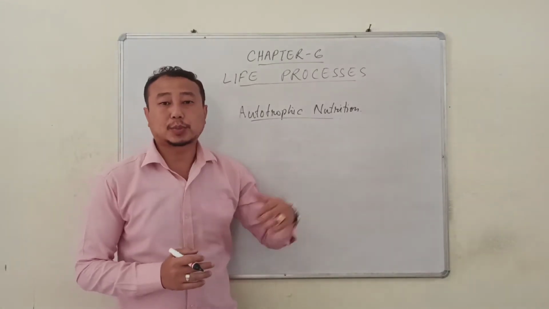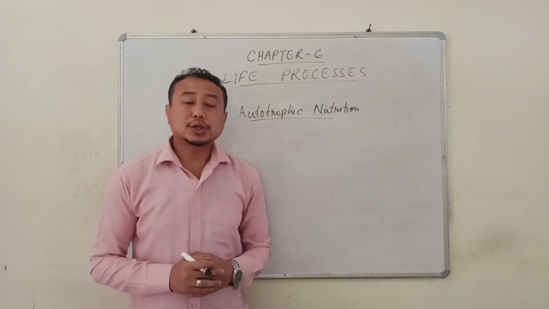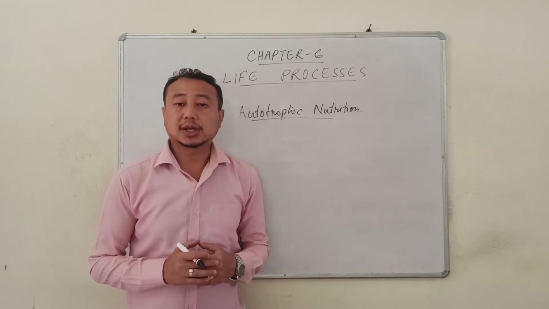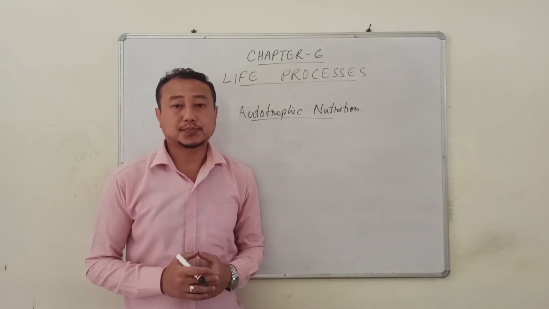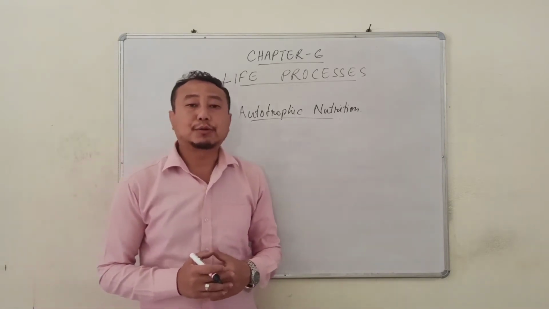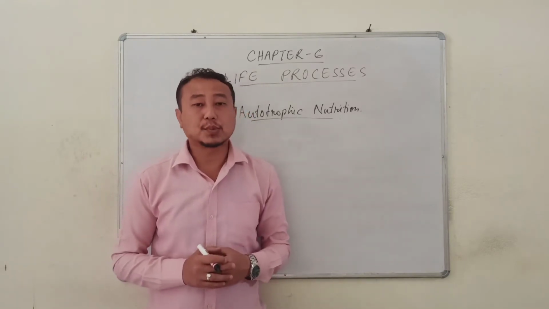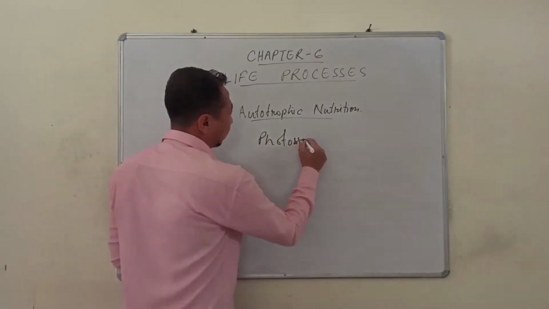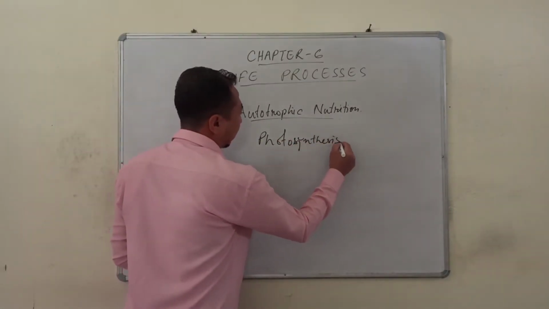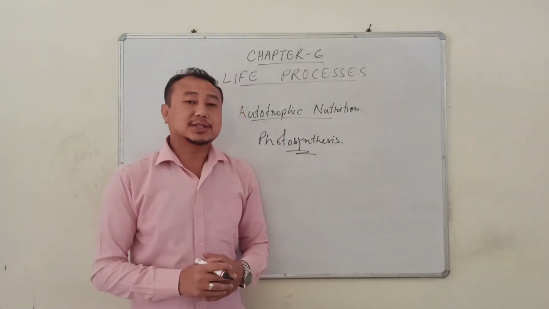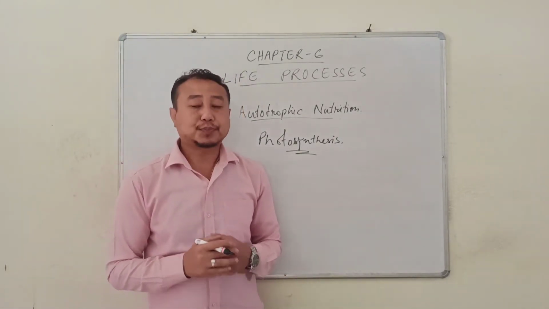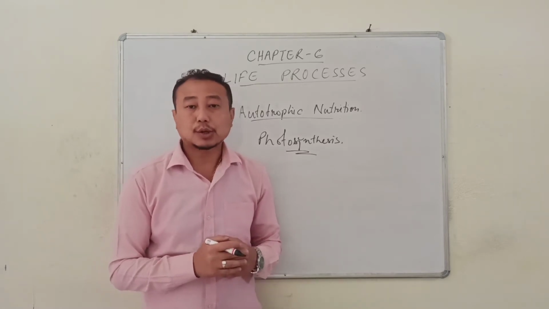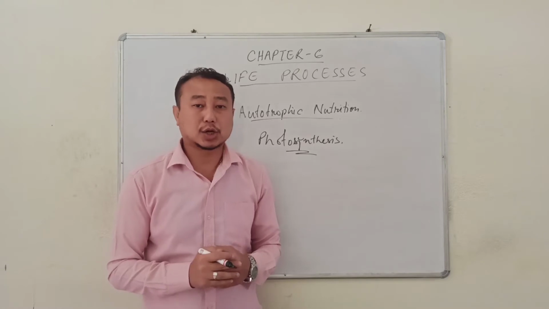Now let us discuss autotrophic nutrition. Autotrophic nutrition is the type of nutrition in which an organism prepares its own food by using simple inorganic substances. Autotrophic nutrition is of different types. Out of that, the most common one is known as photosynthesis. Photosynthesis is a type of autotrophic nutrition in which an organism prepares its own food by using carbon dioxide and water in the presence of sunlight and chlorophyll.